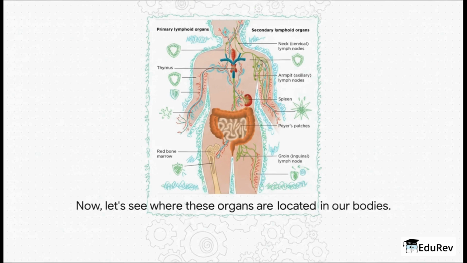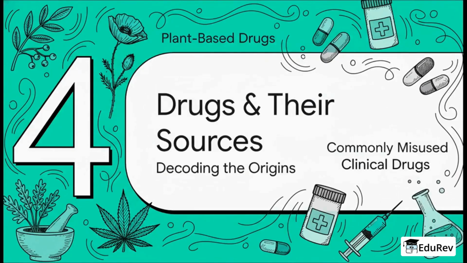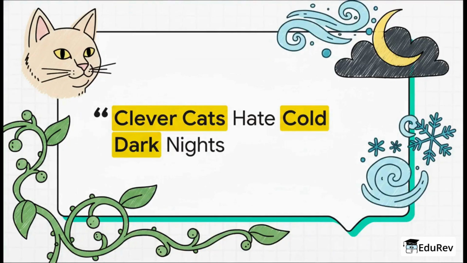Alright, for our last section, let's dive into another topic that's heavy on memorization. Drugs and their sources. We're going to split this into two smaller chunks. Plant-based drugs and then the clinical drugs that are commonly misused. For the plant-based ones, our go-to sentence is, "Clever cats hate cold, dark nights."